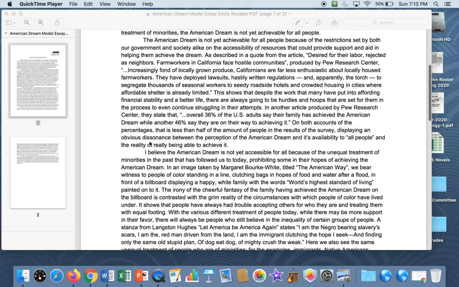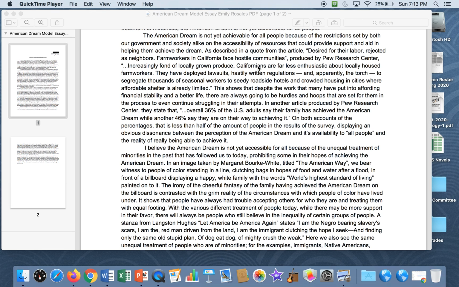These 2 paragraphs are the writer's first 2 body paragraphs. The first paragraph is particularly focusing on the Pew Research article, one of them, and the data from that. She's also pulling out factual information from a different article about migrant farm laborers and their lack of acceptance in rural Californian communities. So the point here is that this evidence is data-driven and factual, right?